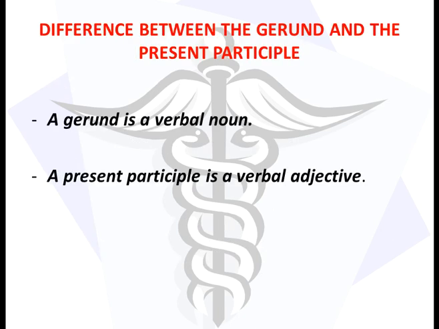This is very important to differentiate between the gerund and the present participle. The gerund and the present participle are both formed by adding ing to the verb, but they are different from each other. A gerund is a verbal noun. A present participle is a verbal adjective. For example, he was startled by her shouting. The shouting children were told to sit quietly in school. Shouting answers the question, startled by what?